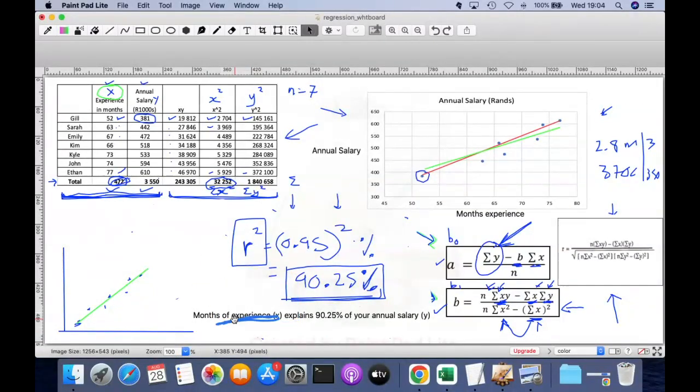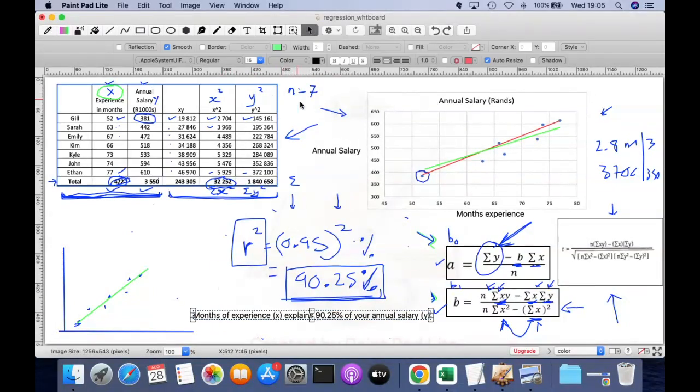So, I can't express this enough. I've seen this in many exams and assignments. Students just say x explains 90.25% of y. Okay, and you're not going to get marked correct for that because you can't give a general answer. You need to show the examiner that you know what the x is and what the y is. So you would say your months of experience, which is your x, explains 90.25%.